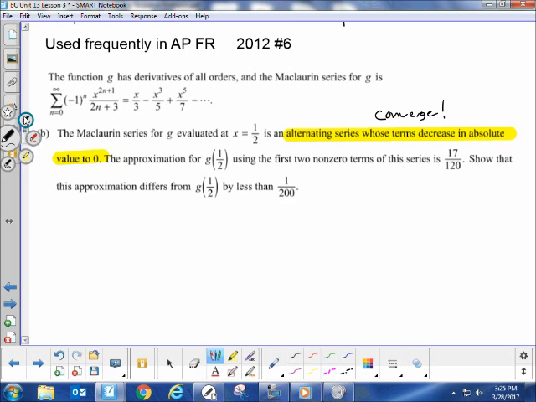Okay, so they are telling you that if this is G and the Maclaurin series for G is this, then the approximation for G of 1/2 using the first two non-zero terms would be (1/2)/3 minus (1/2)^3/5, and they say that equals 17 over 120. They did that for you. All they want you to do is show that this approximation is different than the actual value of G of 1/2 by less than 1/200.